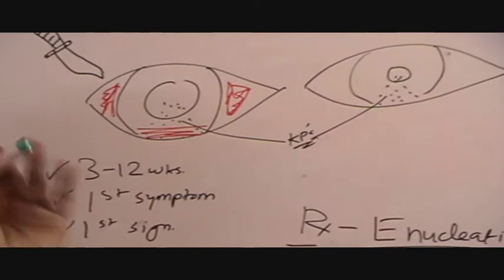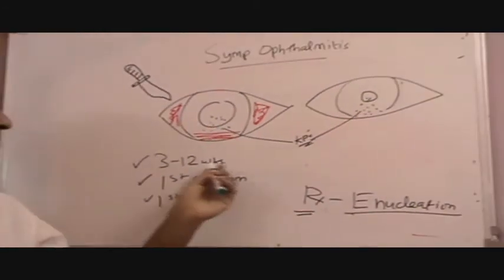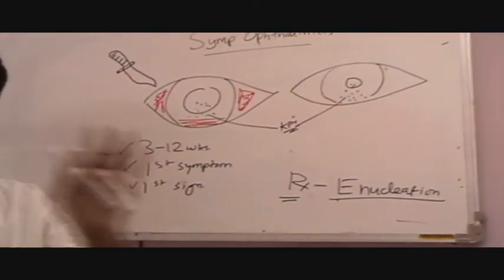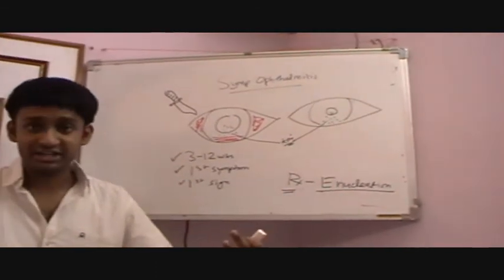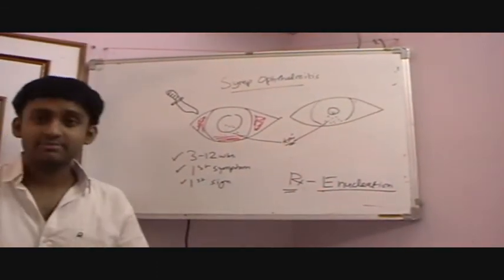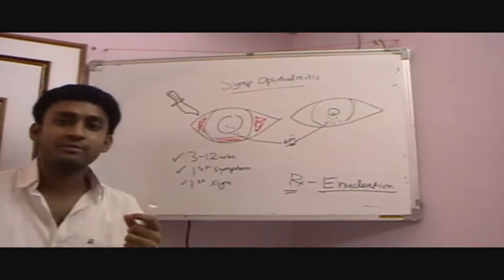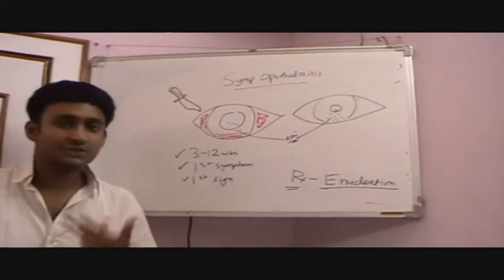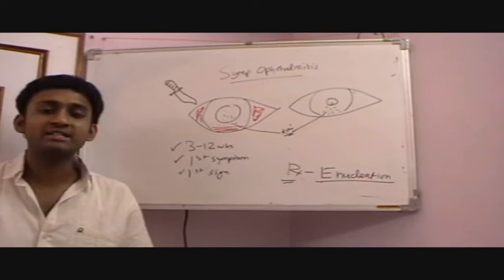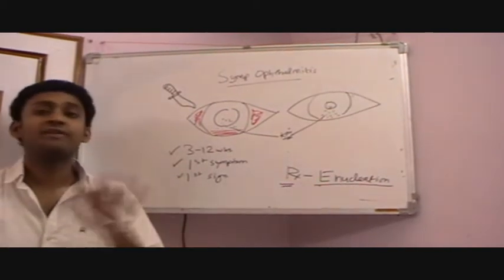First is, when do we have sympathetic ophthalmitis? It is 3 to 12 weeks after trauma. So it's not an early manifestation, it is a late manifestation. What is the first symptom? The first symptom told by the patient will be blurring of vision because of loss of accommodation. Therefore, there is loss of near vision, not the distant vision.